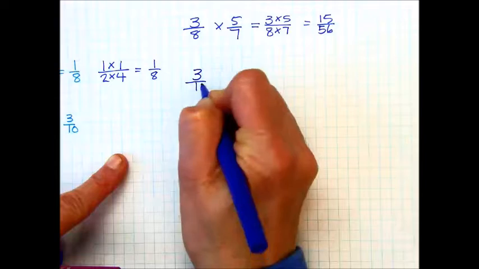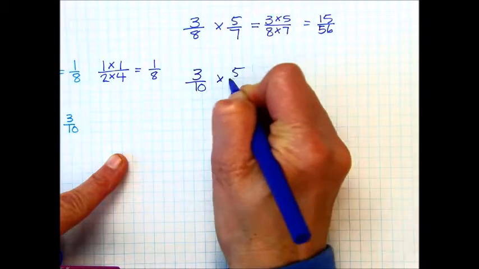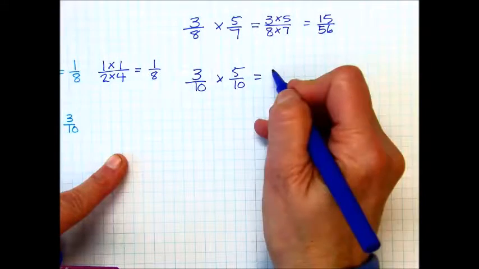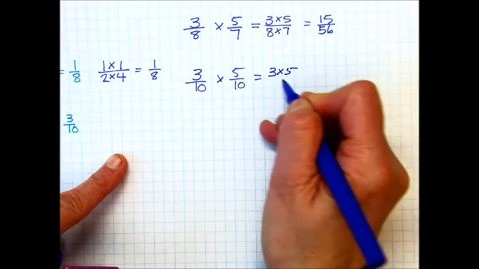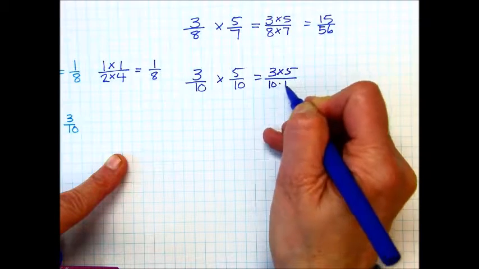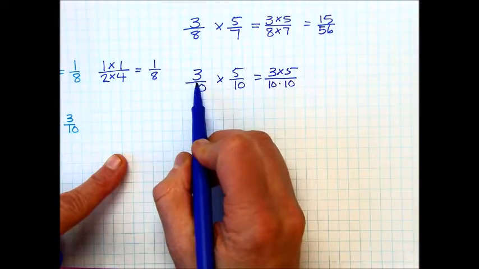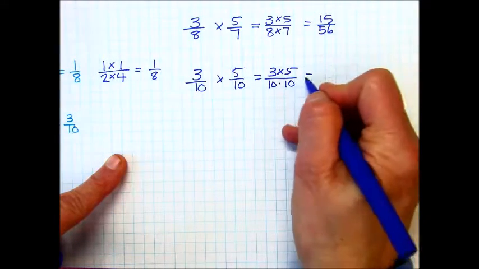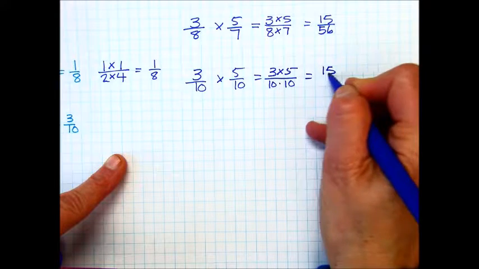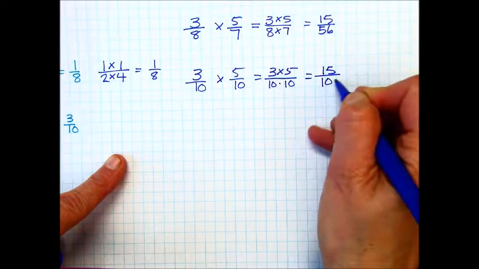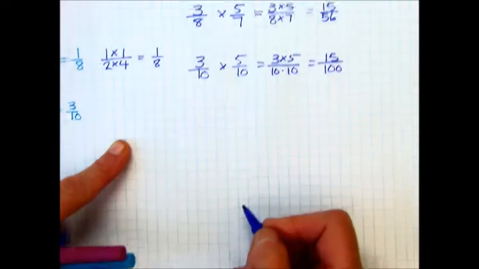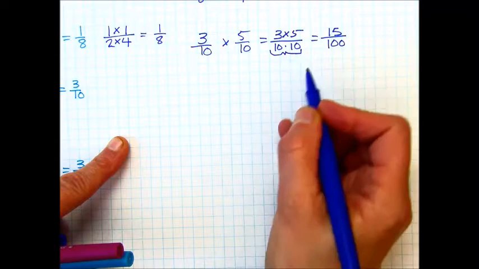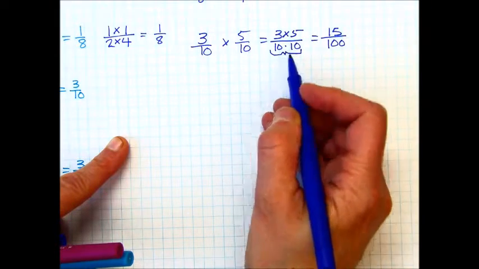Here we have 3/10 times 5/10. I'm going to go ahead and write out the long way of what's happening. But in our next problem, we're going to skip this step. So I just rewrote. We're multiplying 3 by 5 and 10 by 10. 3 times 5 is 15. 10 times 10 is 100. In this next problem, let's skip this part. We can try to do this part in our head.